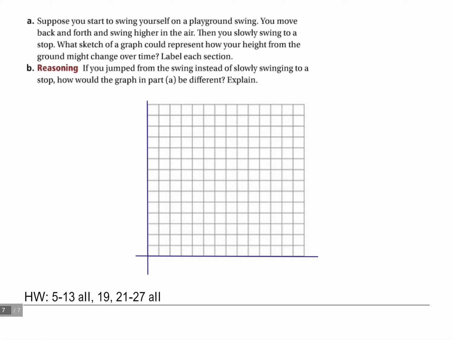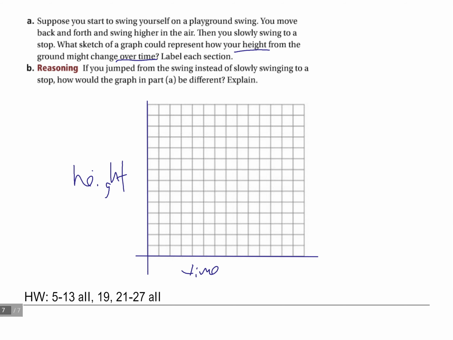And now I need to write my variables. So the two things that are changing here are, they're telling me actually in the problem, what sketch of the graph could represent how your height from the ground might change over time. Okay, so they're actually telling you to put time here and put the height here, height over time. Okay, so now we have our variables down, so we can start to make our sketch. All right, now where do we start?